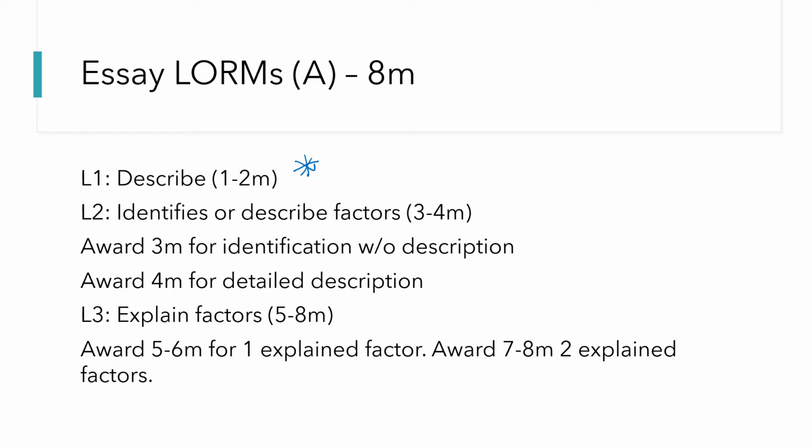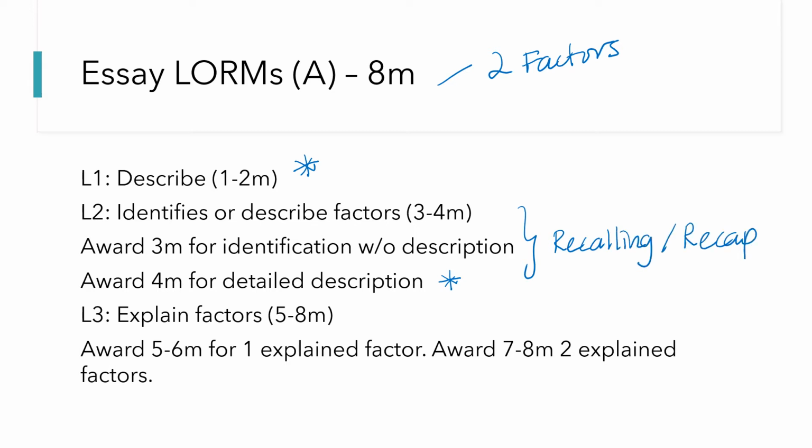Now, in an 8-mark question, you are supposed to give 2 factors, if possible. All right. Now, if you are able to just identify the factors or describe the factors, you would already have gotten the 4 marks. Okay, so this is literally about recalling, or literally just recap of the important points. Now, you need to aim for an 8-mark question is you need to get at least a 7 to 8 marks, because this would be the easier part of writing the essay.